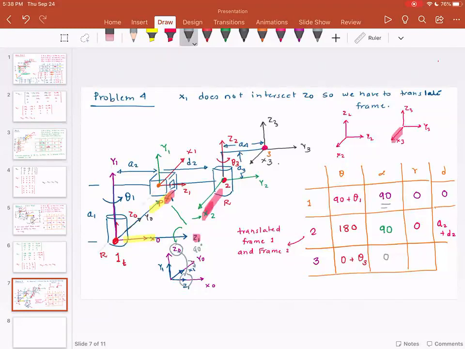Now r distance, and this is very important, and I want you to look at this equation very carefully. R is the distance between frame number 2 and frame number 3 along X3, and that is 0. And D is the distance between frame number 2 and frame number 3 along Z2, and that is A3. Are you with me so far? Everybody understood what's going on?